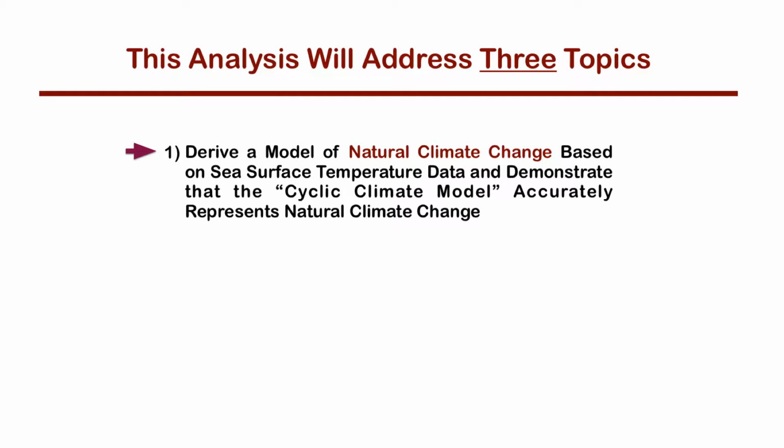Okay, there are 3 topics that I'm going to be covering. I'm just going to show you the first one here. I'm going to show you how to derive a model of the natural climate change component of total climate change based on sea surface temperature data, and I'm going to demonstrate that the cyclic climate model that was developed in Part 1 accurately represents that natural climate change component.